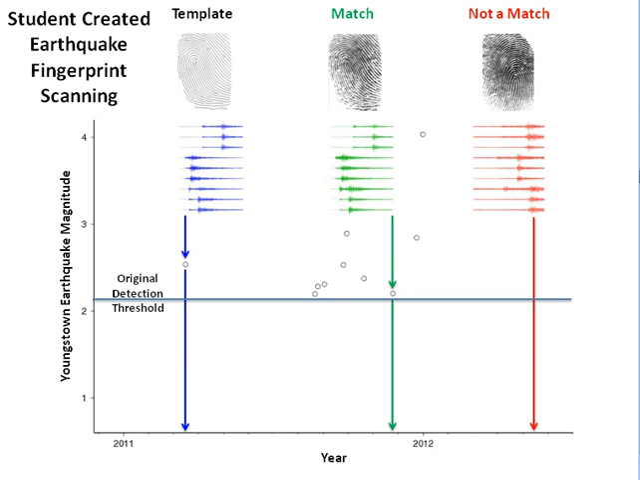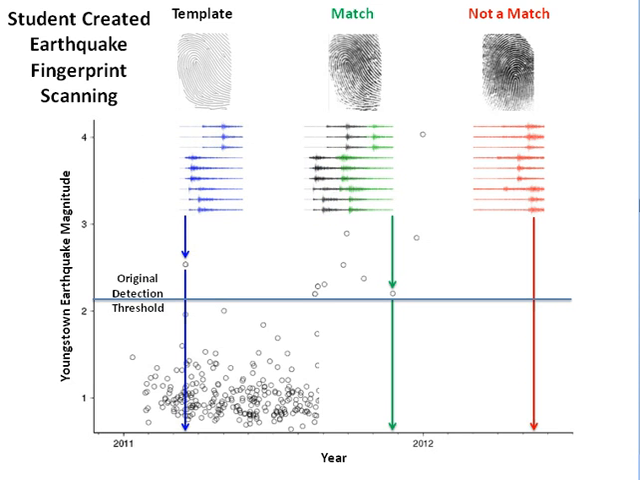The blue event represents the first known earthquake in the Youngstown, Ohio area, occurring in early 2011 at about a magnitude of 2.6. To determine if other similar events took place, we created a template of this earthquake and scanned all available records for similar patterns. Our scan revealed hundreds of other earthquakes that were too small to be detected by traditional techniques.